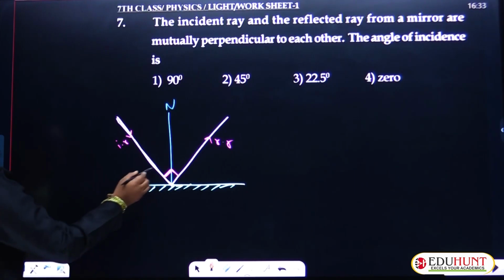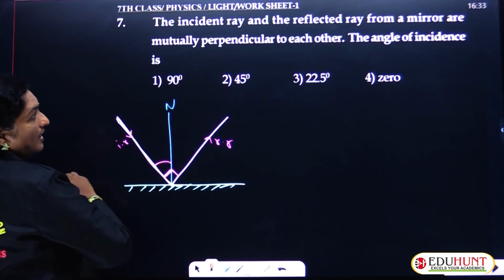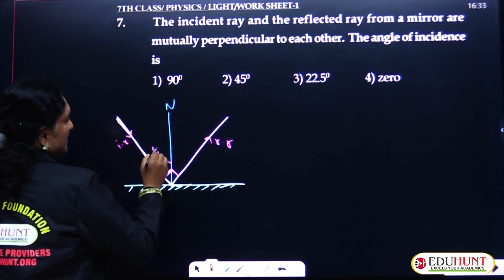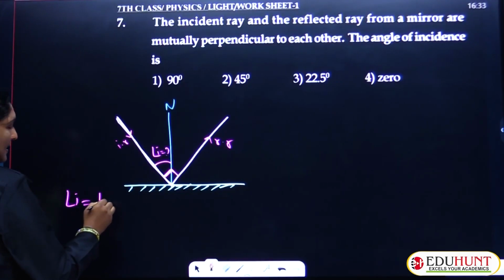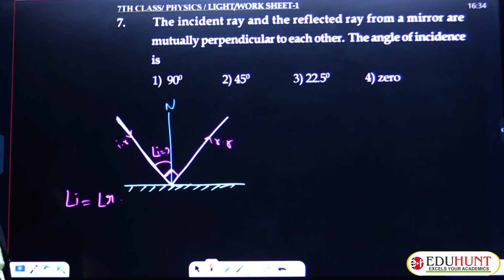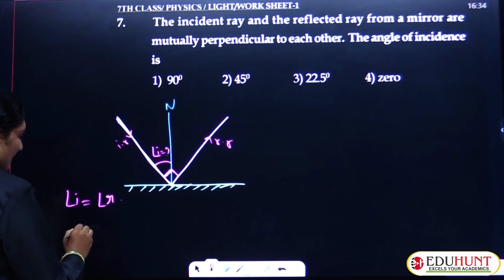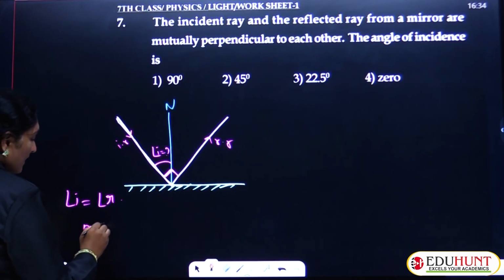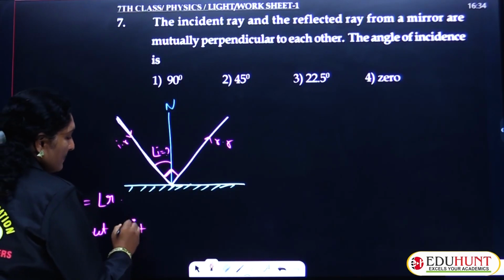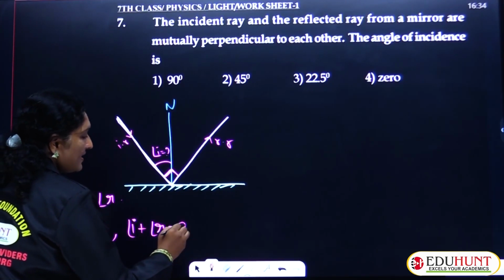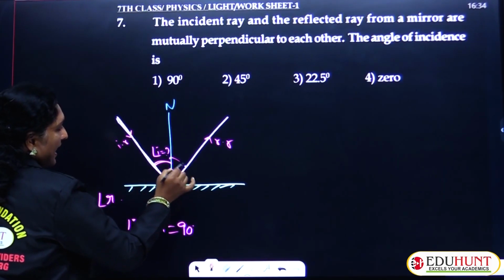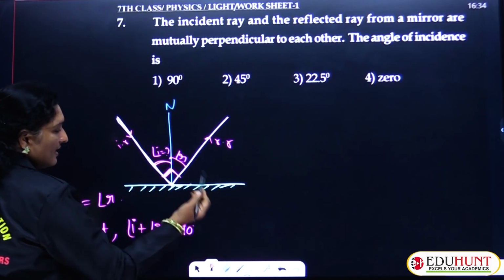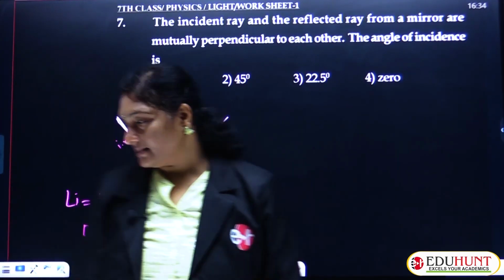But we know that, and you are asked to find the angle of incidence. How much is this angle? We know that angle I must be equal to angle R. But it was given that I plus R is 90 degrees. Angle I and angle R together they gave it as 90 degrees, isn't it?